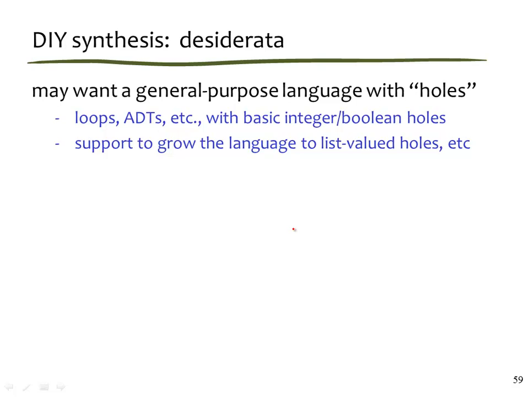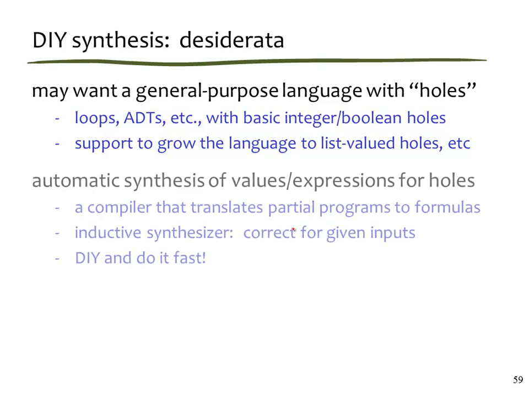So, okay, you may want a general purpose language, and of course, you want to be able to synthesize the values for these holes automatically, right? You don't want to write a manual translation every single time you have a new problem. So how are we going to do that? Well, we're going to build a compiler that essentially does partial evaluation of programs, and it translates them to formulas rather than to some kind of machine instructions that you could perhaps execute.